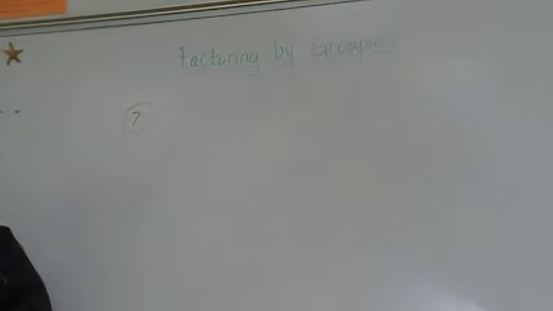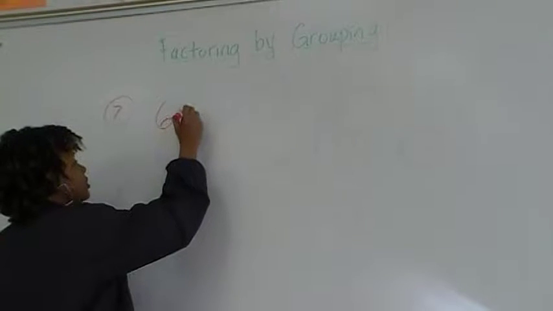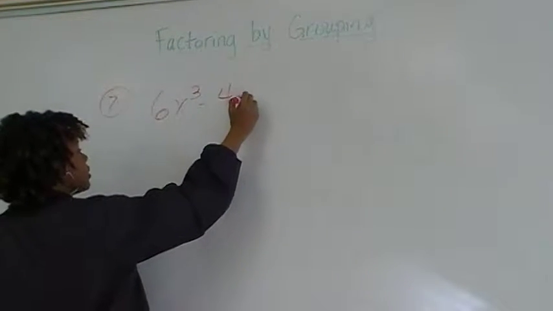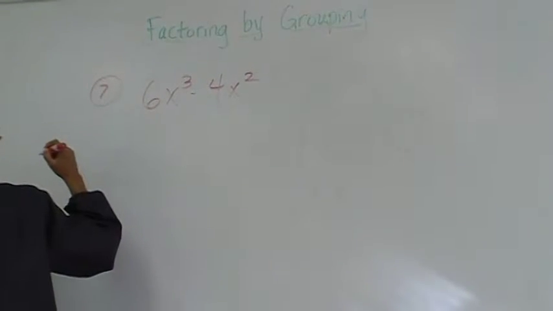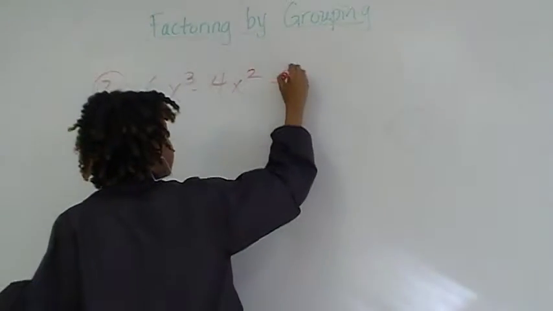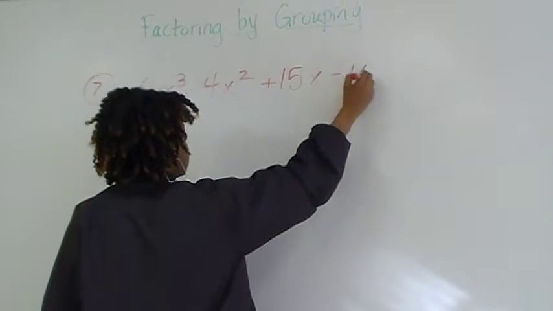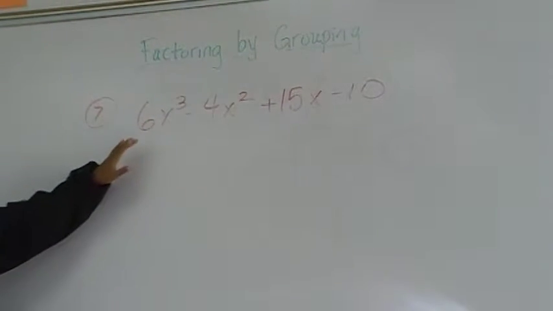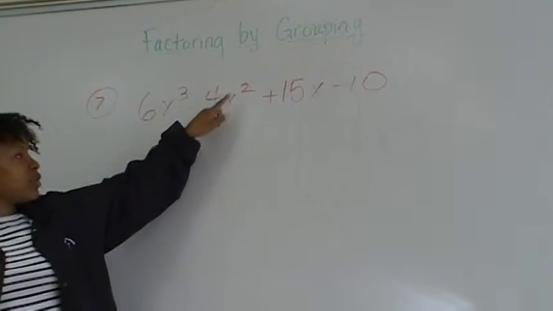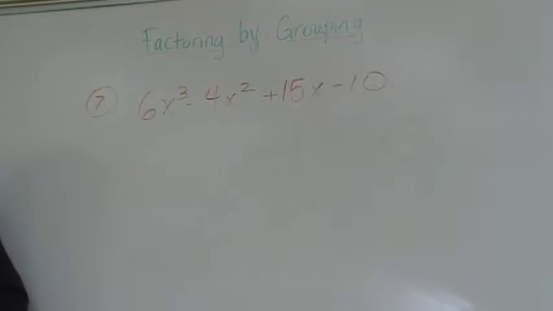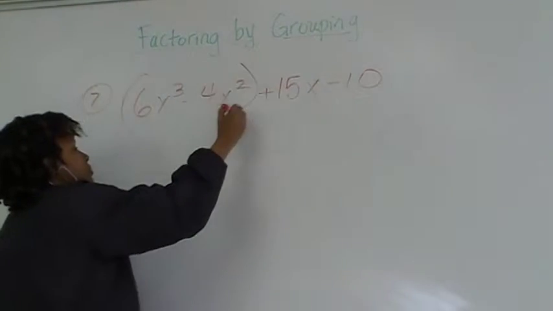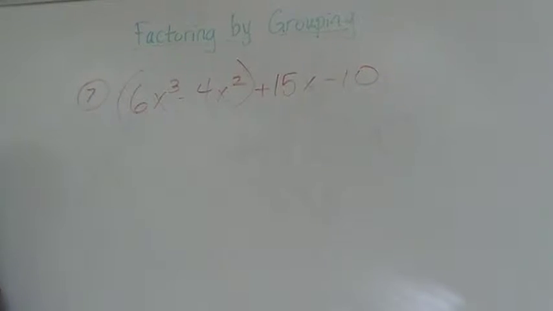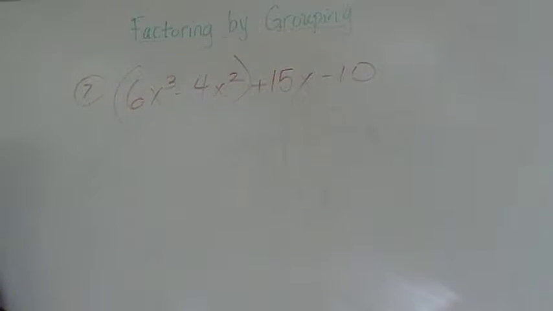Now for number 7, they're telling us to factor each expression. So the first thing you gotta do is find the GCF. Anybody know for the first 2 terms, 6x to the third minus 4x squared, what do you think the GCF is for these 2 terms? 2. Okay, good.